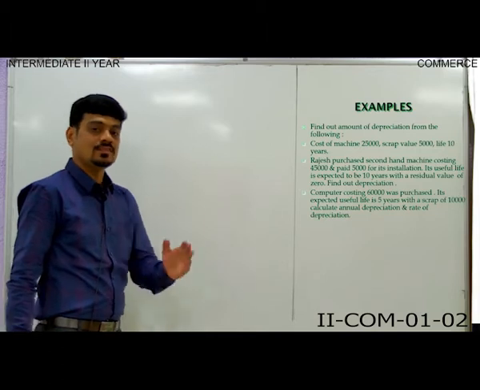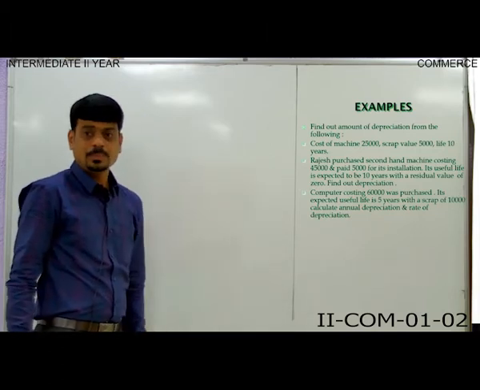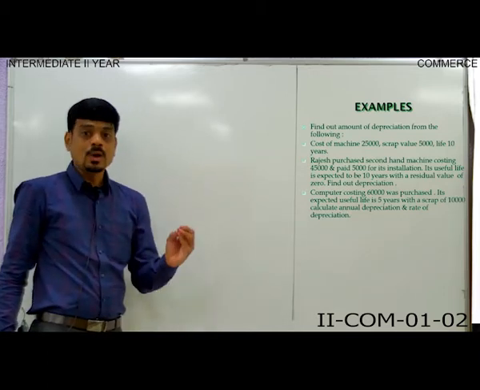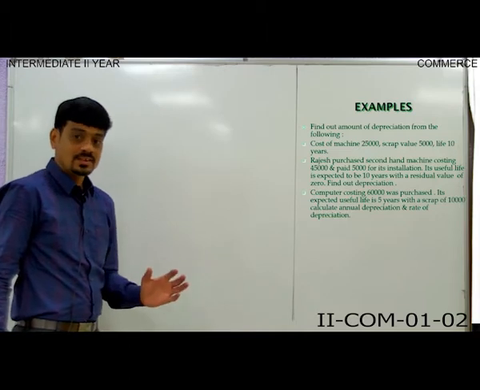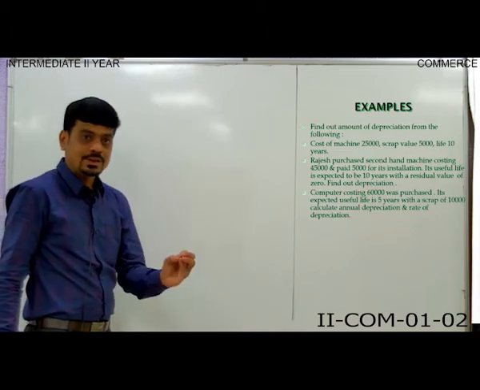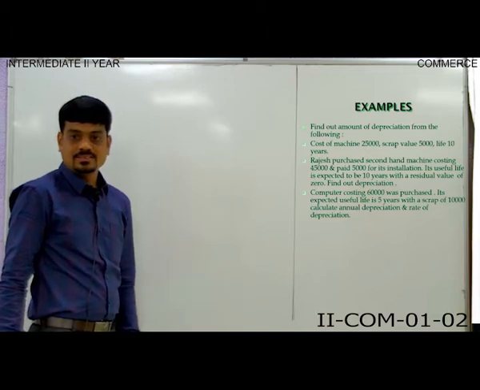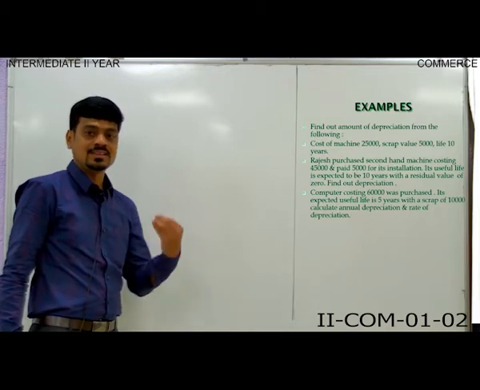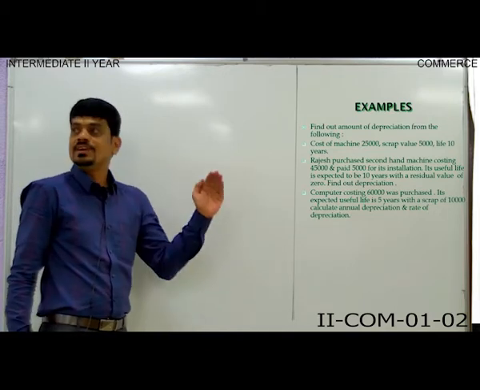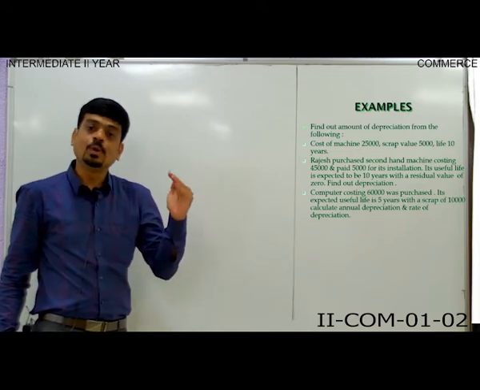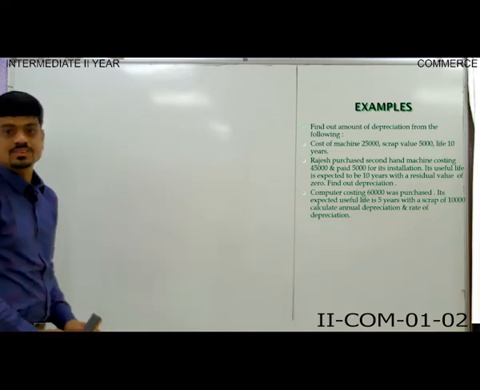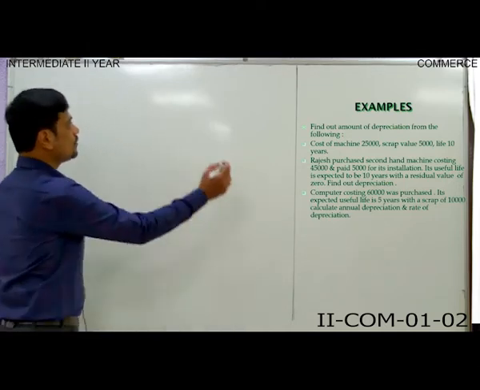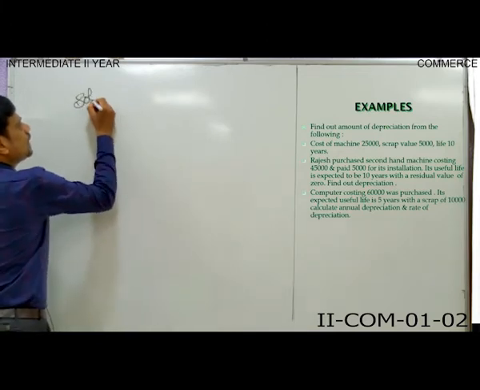And both the formulas we have seen in the concept. Let us revise once again before we solve the question. Amount of depreciation formula is cost of asset minus scrap value divided by life of asset. Then rate of depreciation: depreciation divided by cost of asset into 100. So we'll try to solve the problem with both the formulas. So first question, find out the amount of depreciation they told. How to solve? So here is the solution.